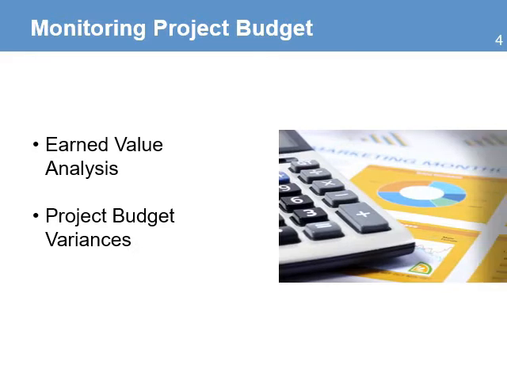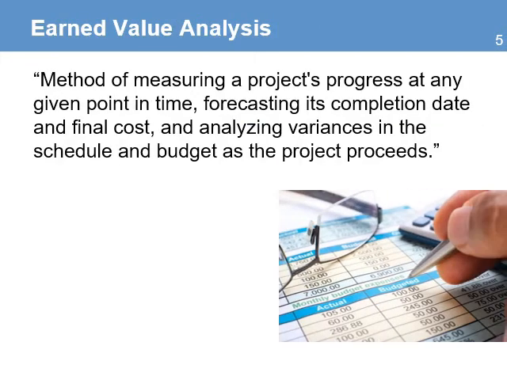To answer those questions, you can use earned value analysis to identify if there are any variances in the project budget from what was planned. Here's a definition of earned value analysis. It is a method of measuring a project's progress at any given point in time, forecasting its completion date and final cost, and analyzing variances in the schedule and budget as the project proceeds.